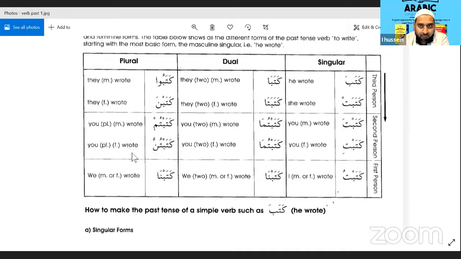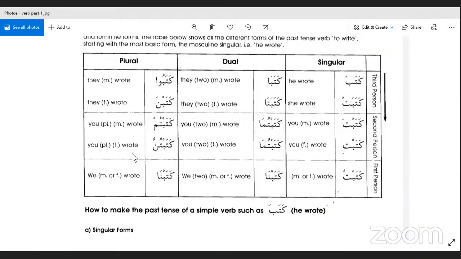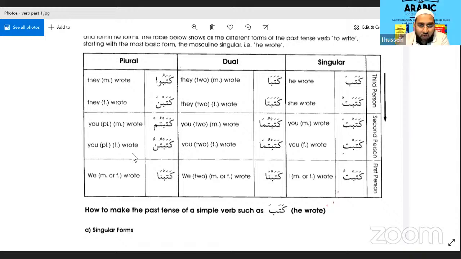Any questions? No. Sheikh, I have a question. How do you say in Arabic to write? To write, I'm not going to teach you that at the moment, because I haven't taught you yet, and I'm not going to jump the gun because it will confuse other students. So I'm not going to teach you at the moment.